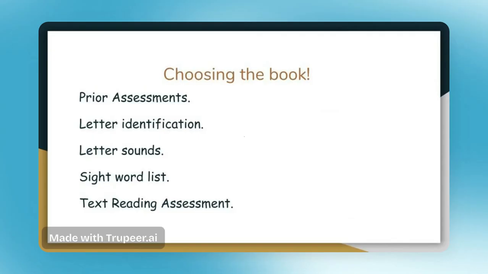To do that, you'll need some prior assessment or information about where your child is. What letters does your child know? What letter sounds does your child know? What words are on the sight word list? And if you're a teacher, what text reading level is the child on?